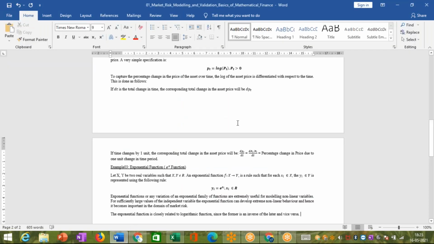Okay, so fine. I'll just check it with all the other values. I think I'm missing something basic out here. So just let me get back to you in the next class on that. So the exponent, e to the power of x, is the inverse of the latter and vice versa.